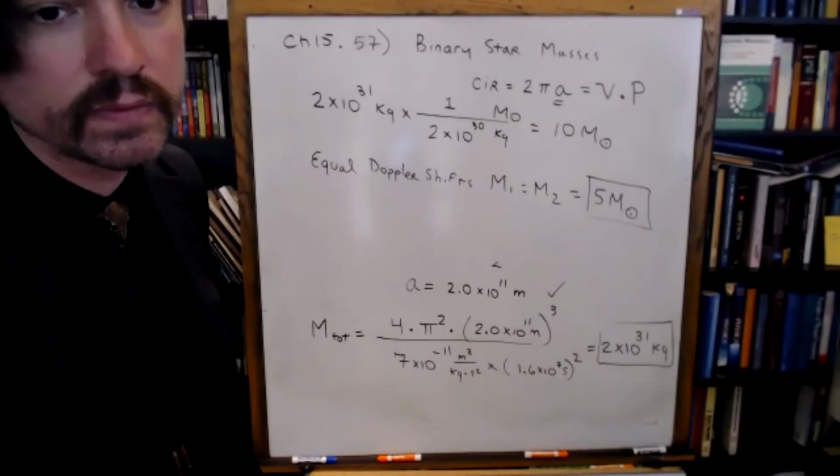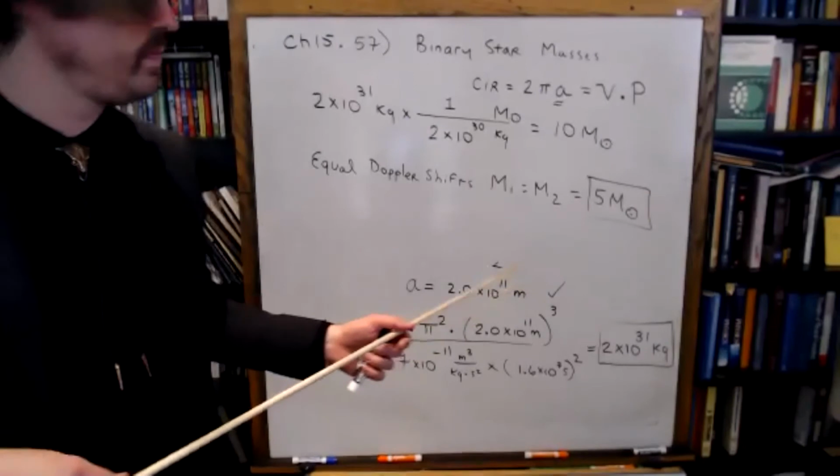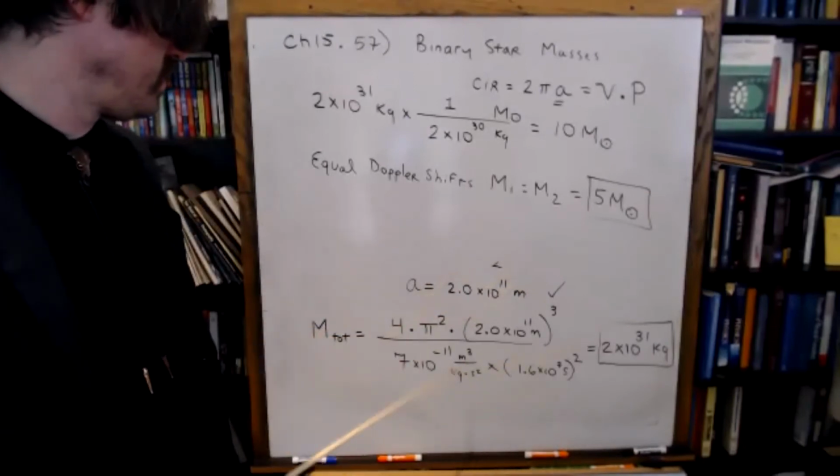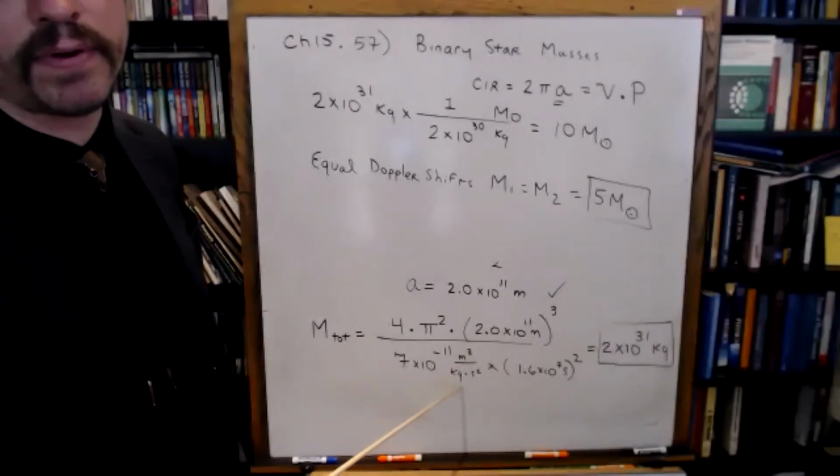What did the bottom of that say? Oh, where, Riker? 7 times 10 to the negative 11th meters cubed per kilogram per second squared.